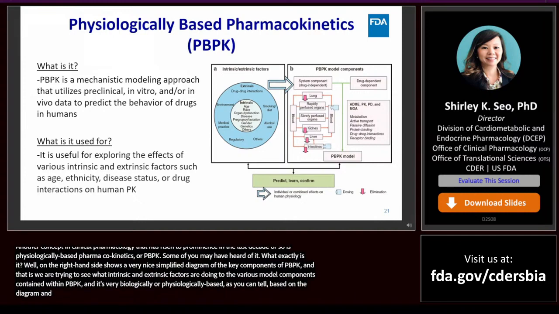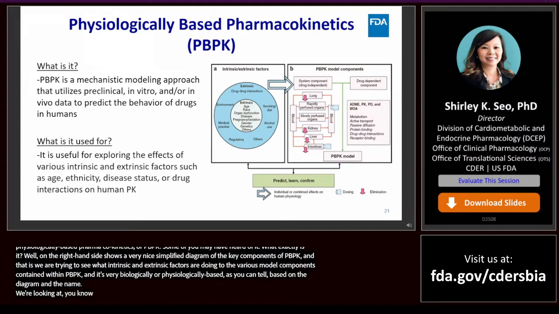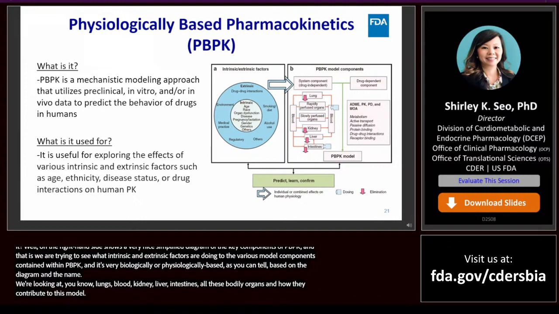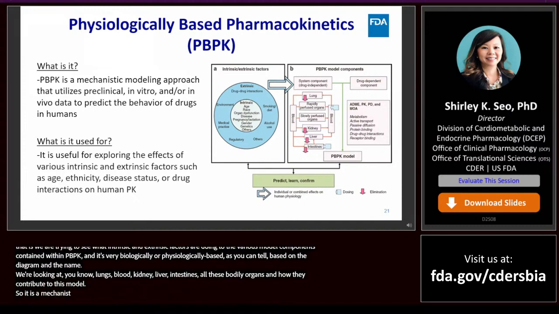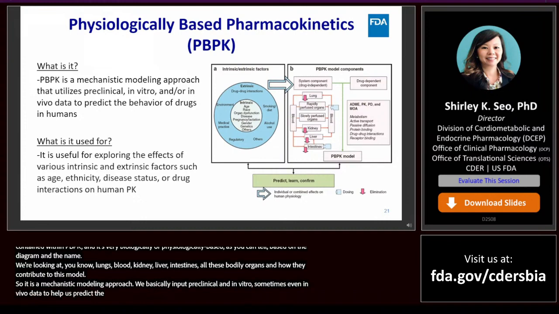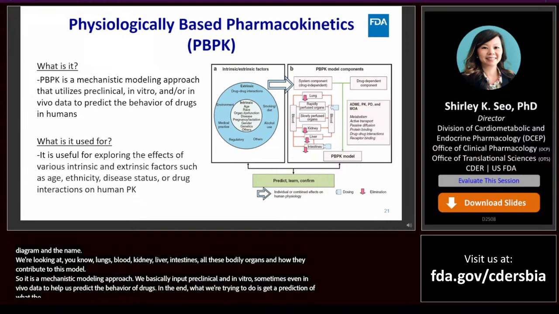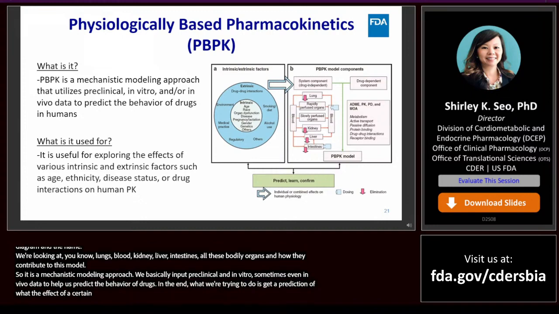And it's very biologically or physiologically based, as you can tell based on the diagram and the name. We're looking at lungs, blood, kidney, liver, intestines, all these bodily organs and how they contribute to this model. So it is a mechanistic modeling approach. We basically input preclinical and in vitro, sometimes even in vivo data to help us predict the behavior of drugs. In the end, what we're trying to do is get a prediction of what the effect of certain intrinsic and extrinsic factors would be on a particular drug's PK.